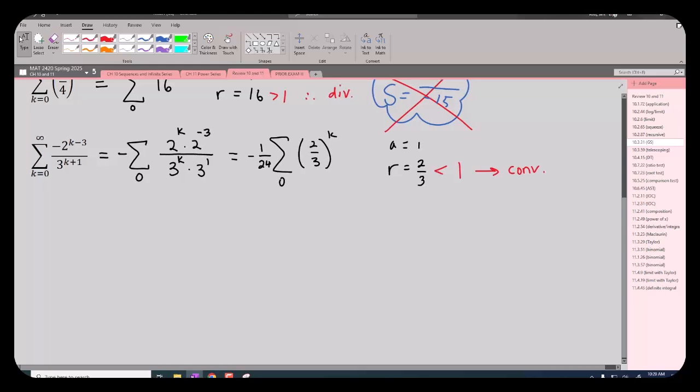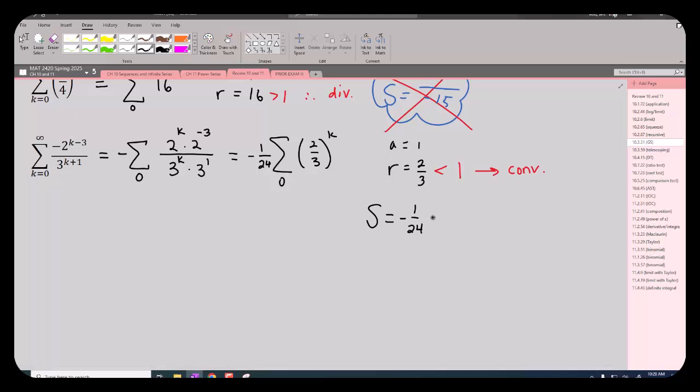Alexander? Doesn't the negative 24 affect the A? Yes. Well, it depends on how you think of it. What we'll do is find the sum of this and then multiply by negative 1 over 24. So you have the choice. It's just like factoring. You have the choice to factor a constant to the front or to leave it in. When we find S, it has to come into play. So the sum of the series is going to be negative 1/24 multiplied by A over 1 minus R. Oh, okay. So we treat that constant as a coefficient to the whole series.